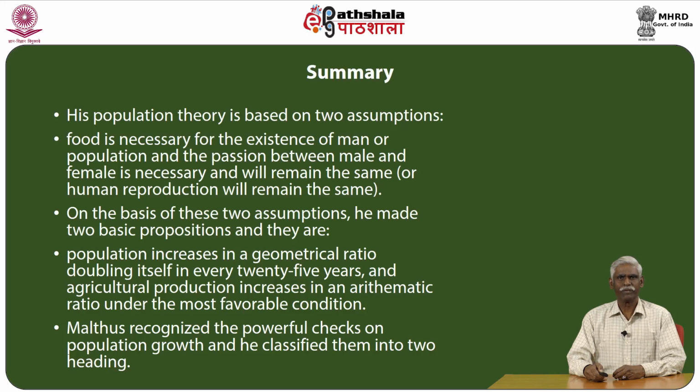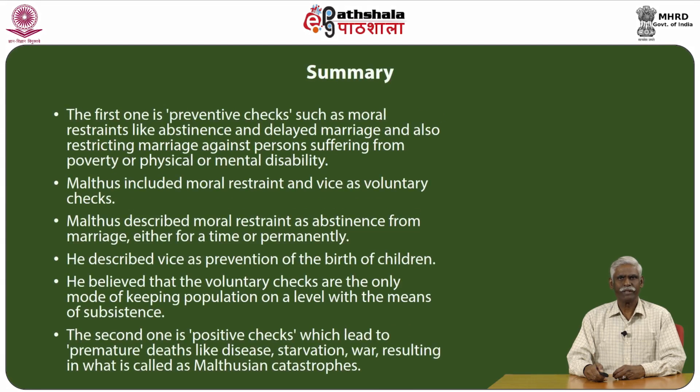Though it was questioned subsequently, to a great extent the relationship between subsistence levels and population was overall found to be a big alert for subsequent authors to understand the type of relationship across these two phenomena. Malthus also recognized the powerful checks on population growth, and he classified them under two headings. One is preventive checks, another is positive checks.